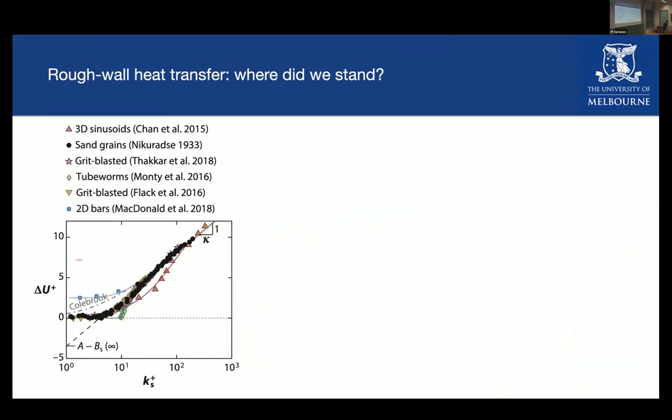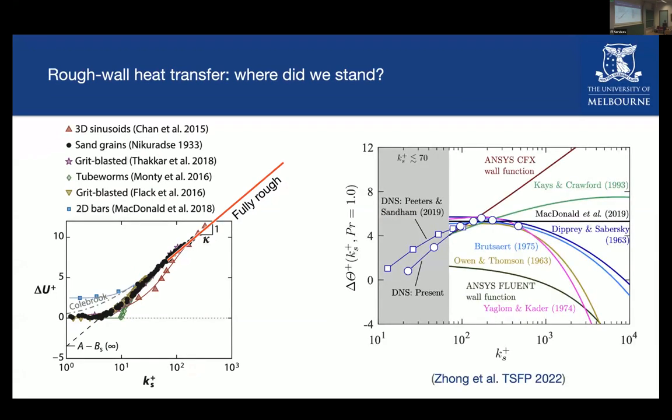Just a review. If we plot delta U plus versus size and increase the size, it is widely known for conventional roughnesses, for all these different kinds of roughnesses, that we will obtain this behavior where all the symbols follow this line with log slope 1 over kappa in the fully rough regime. However, if I show you delta theta plus for the temperature, it's all over the place.